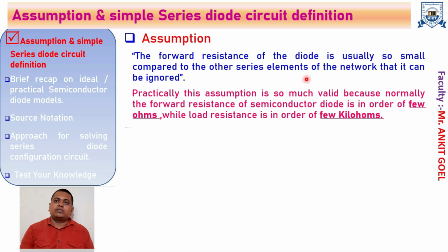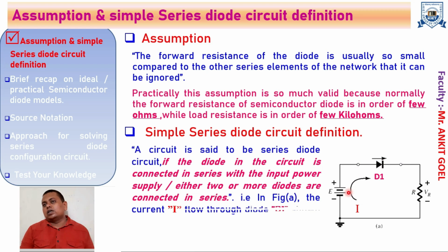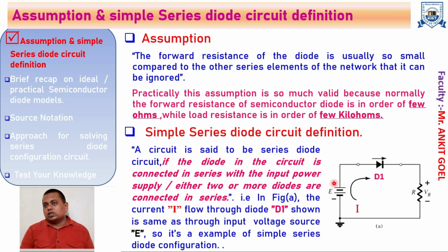So if we define the series diode circuit, this is a simple series diode circuit. We have the diode D1 in series with an E voltage source and the resistance R. So our circuit is said to be a series diode circuit if the diode is in series with the input voltage source, or the current which is flowing through the input source is the same as the current flowing through the diode D1. So we can define the series diode circuit in such a manner. Now before this we will discuss the equivalent models.